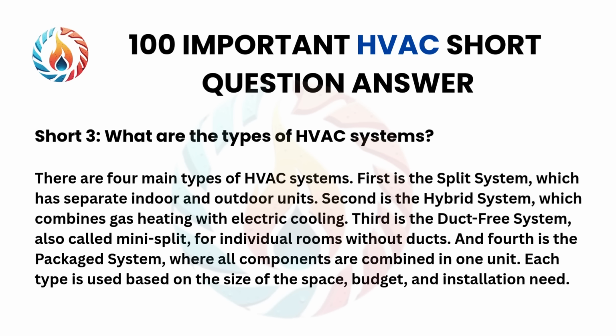Short 3. What are the types of HVAC systems? There are 4 main types of HVAC systems. First is the split system, which has separate indoor and outdoor units. Second is the hybrid system, which combines gas heating with electric cooling. Third is the duct-free system, also called mini-split, for individual rooms without ducts. And fourth is the package system, where all components are combined in one unit. Each type is used based on the size of the space, budget, and installation need.